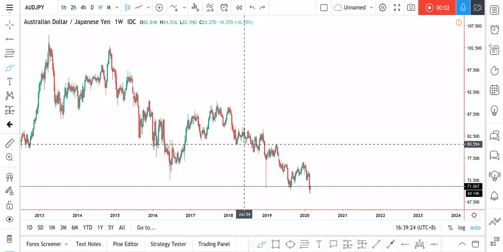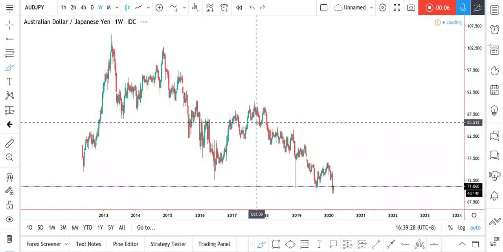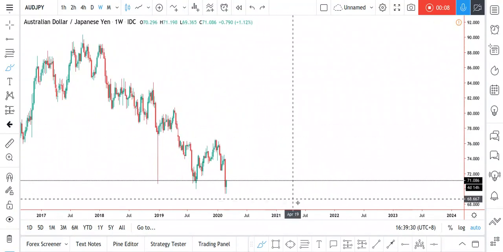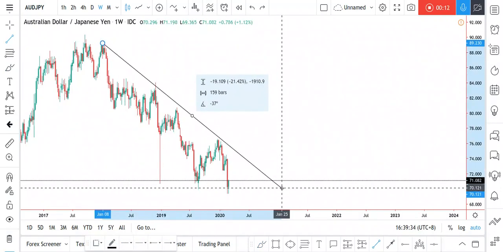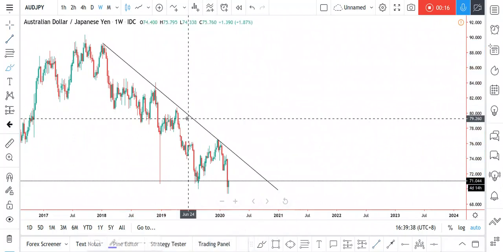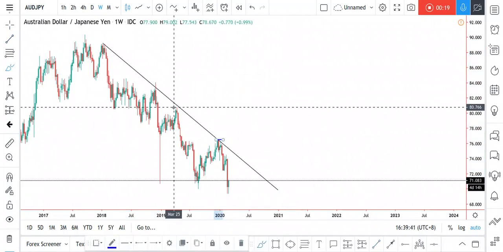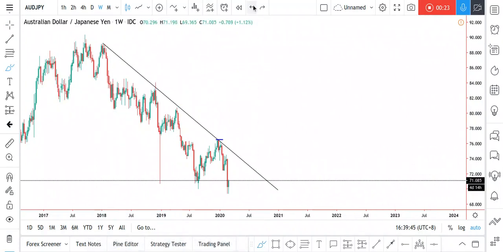What's up traders, let's have a quick look at AUDJPY from a weekly perspective. From a weekly perspective, if we take a trend line from this area all the way down to this area around here, touching all the tops and tips of this resistance line here, here and here, you'll be able to see that the market is in a downtrend.